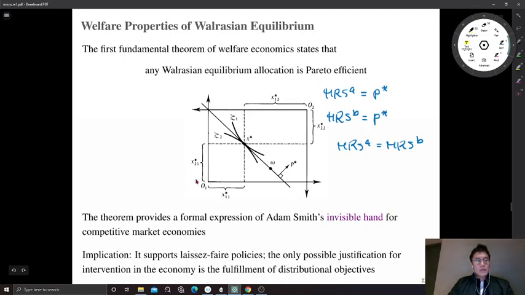So the first theorem provides a formal expression of Adam Smith's invisible hand for competitive market economies, right? Just letting the market work leads to a Pareto efficient allocation. All right, so we have a nice implication of this first welfare theorem. The theorem supports laissez-faire policies. That means the government does not have to intervene in the market to improve efficiency.